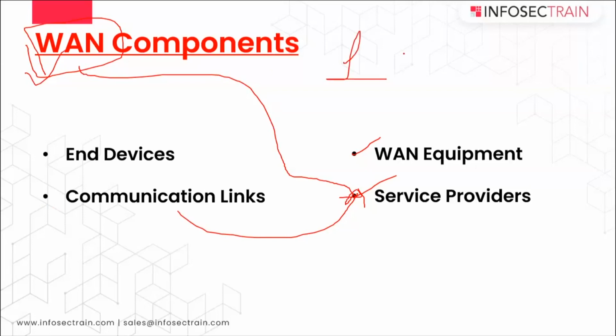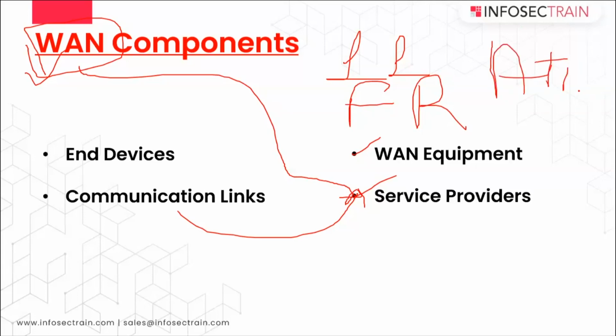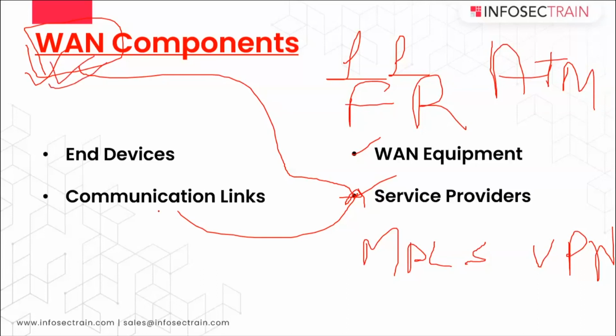Like I have already mentioned a couple of times, leased lines are there, frame relays are there, right? There are ATMs, there is MPLS. We are going to talk about all of them in detail. We are going to understand all of them in detail. We have VPNs, all of these. These are a few examples of how a service provider provides you the services of WAN and creates a communication link between your site A and site B, right?